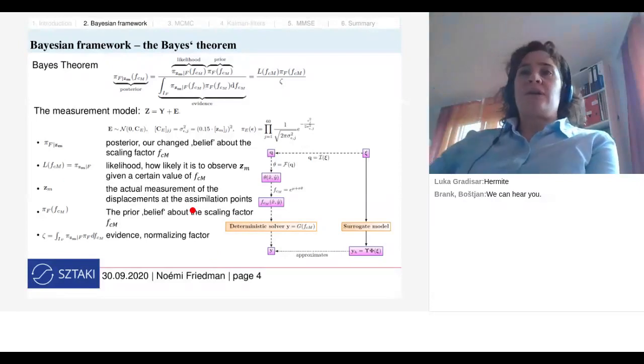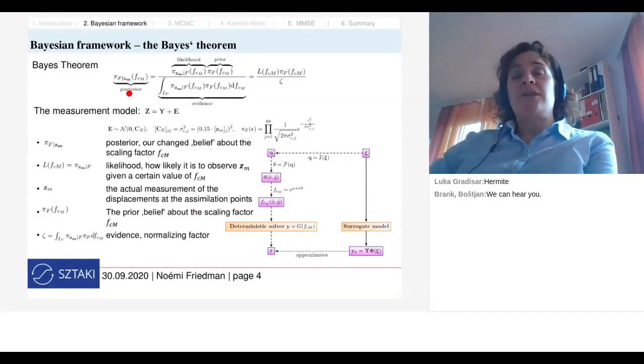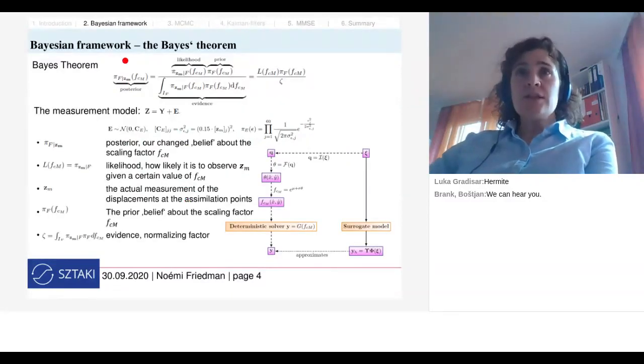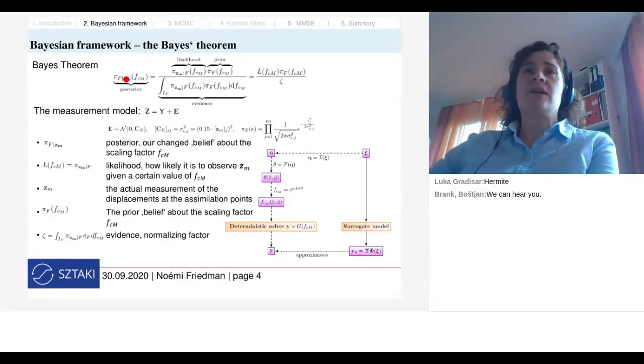Now we will do the Bayesian framework that Professor Mattis explained to you. The Bayesian framework uses the Bayes theorem, which states our probability distribution function that we need. It is important that what we will get at the end is not one value of the parameters, but a whole distribution reflecting our updated knowledge, learned from the measurements. So this is the distribution that we wish to get: the probability distribution of the scaling factor given a certain observation. Zm is a vector of the values of the nodal displacements that we have actually observed.